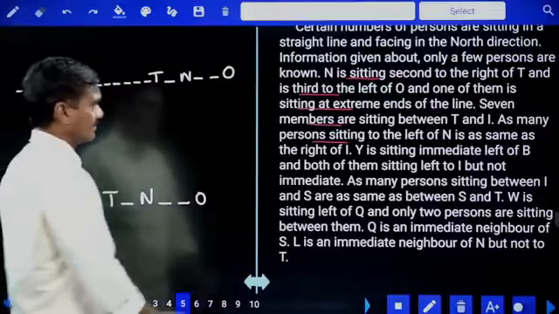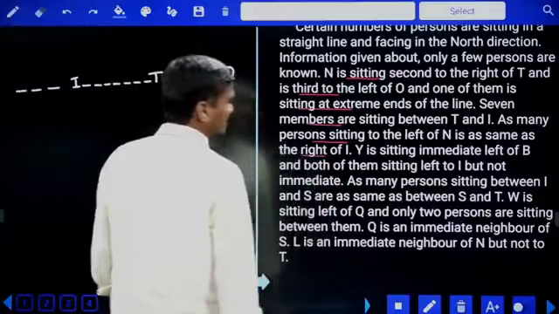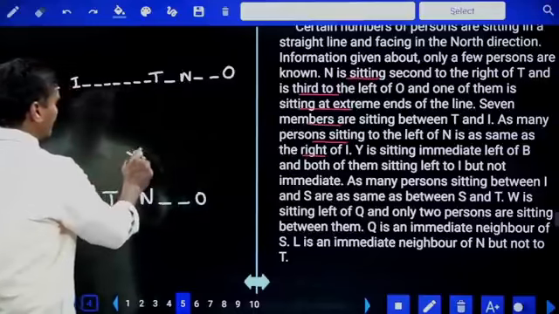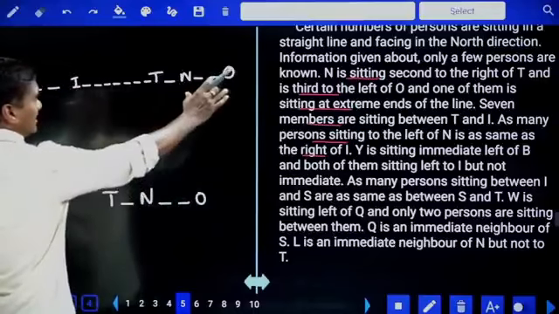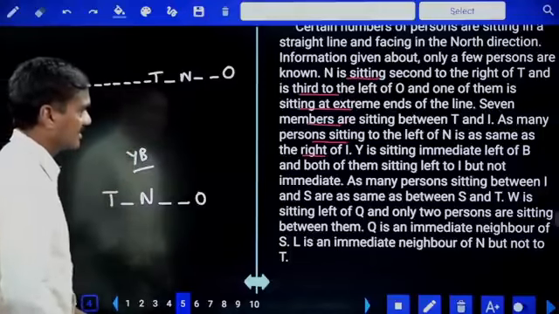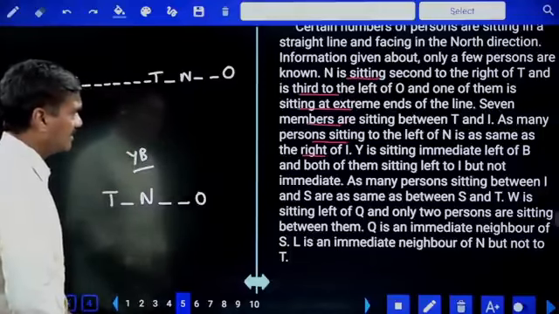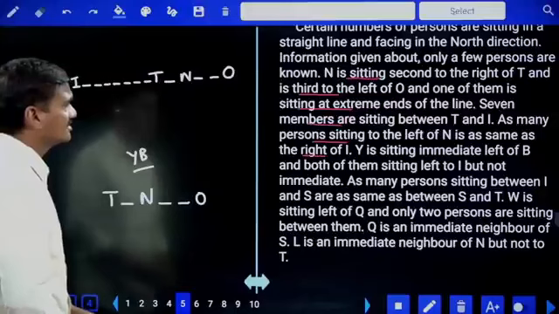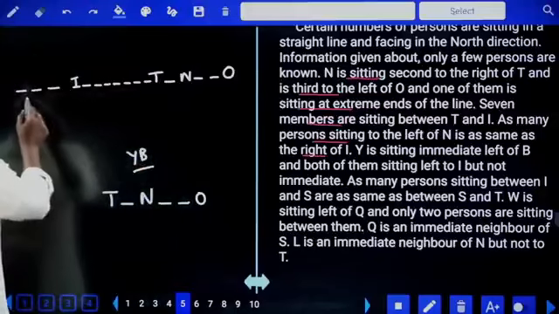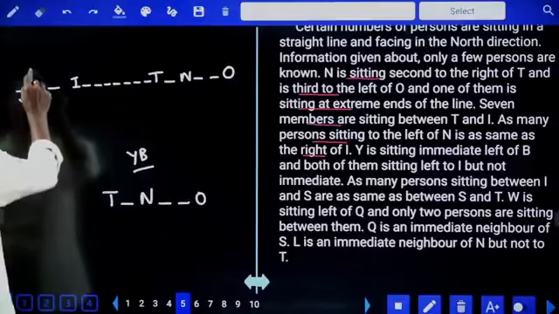Then next one. Right of I, Y is sitting immediate left of B. Y is to the immediate left of B. Now this is the final arrangement. Now we need to adjust these persons. Y is to the immediate left of B, and both of them are sitting to the left of I. Hence Y and B can be like this, or Y and B can be like this.